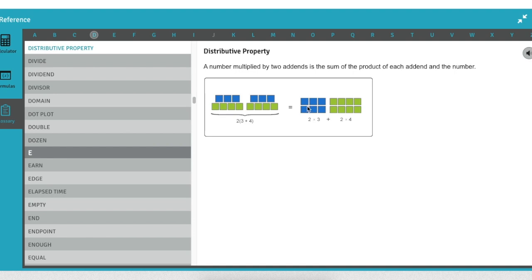Just like here, 1, 2, 3, 4, 5, 6. And 2 times 4, 1, 2, 3, 4, 5, 6, 7, 8, and 1, 2, 3, 4, 5, 6, 7, 8. So distributive property just means that we are either putting in or taking out that greatest common factor.